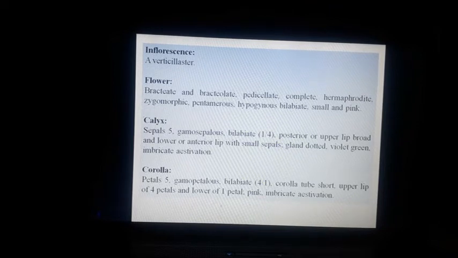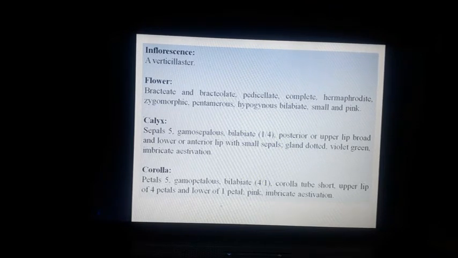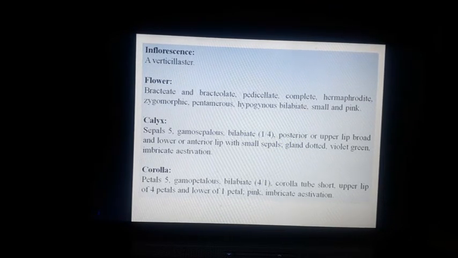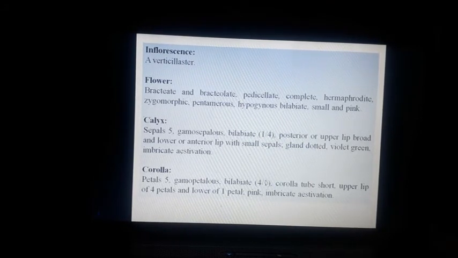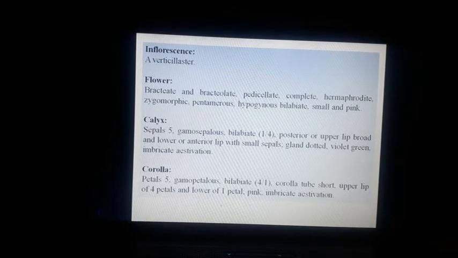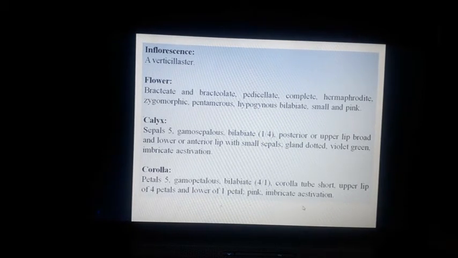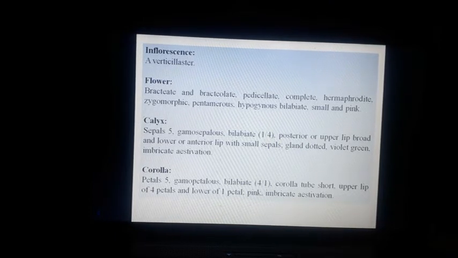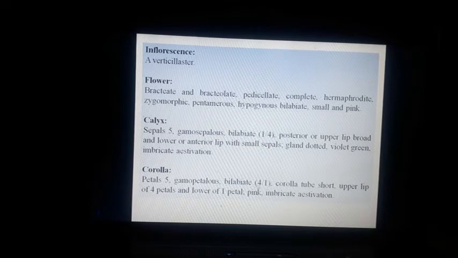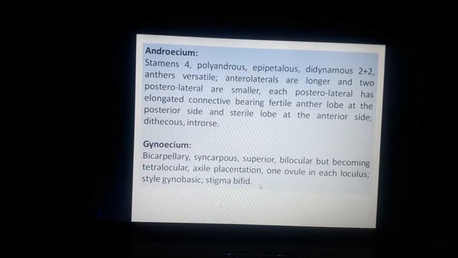Corolla is petals 5, gamopetalous, these are also fused. These are also bilabiate, means they form 2 lips, but in this case it shows 4 by 1, means 4 are posterior and 1 is inferior. Corolla tube is very short, pink, imbricate aestivation, means these show the same kind of structure, bilobed calyx and corolla, but the calyx is 1/4, and this is 4/1.